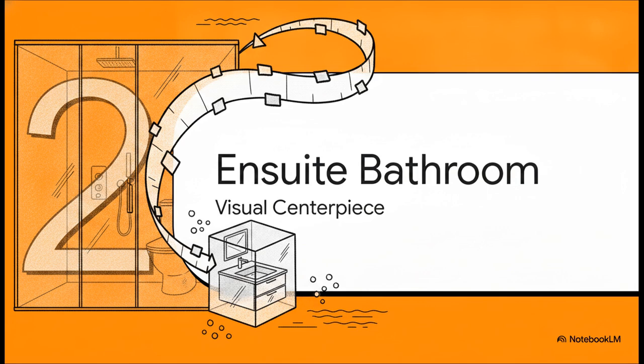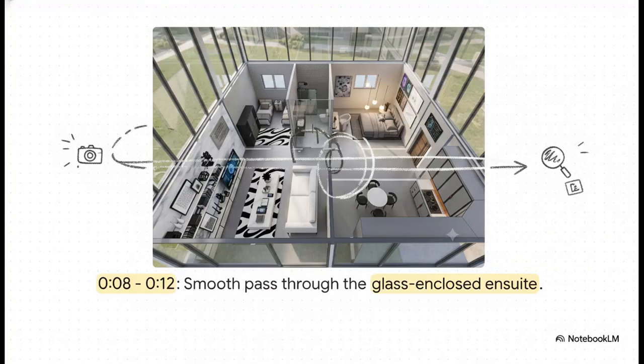Moving on to section 2, the glass-enclosed ensuite. So from seconds 8 to 12, the Steadicam executes a buttery, smooth pass right through the middle of the layout, and this central bathroom is just brilliantly placed. Because it's enclosed entirely in glass, our camera doesn't feel boxed in at all. The space stays wide open. As we glide past, you clearly see the walk-in shower and that sleek wall-hung toilet. The transparency perfectly preserves the open-plan layout while still defining a private functional zone.